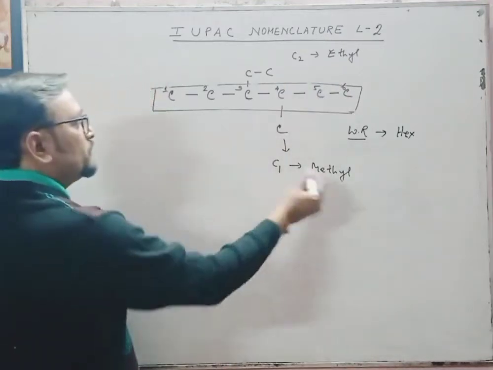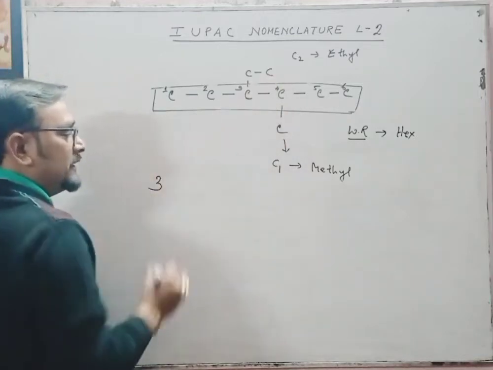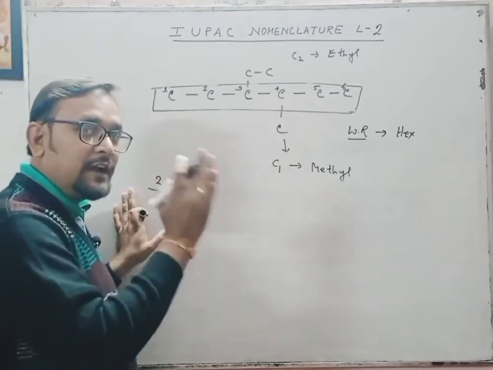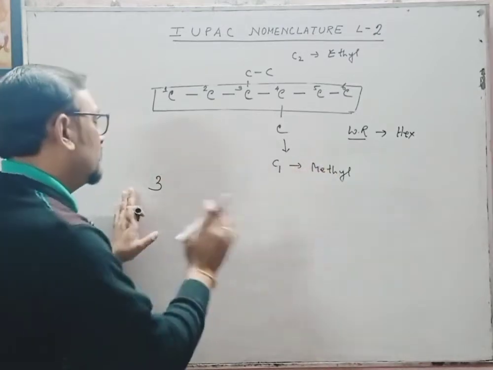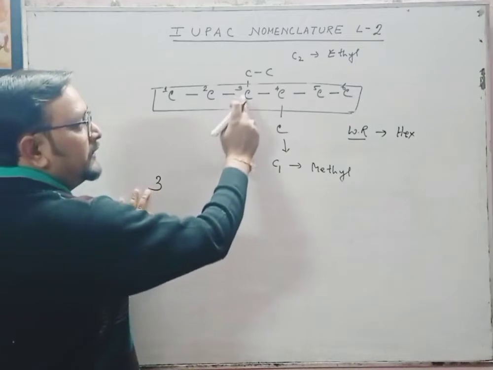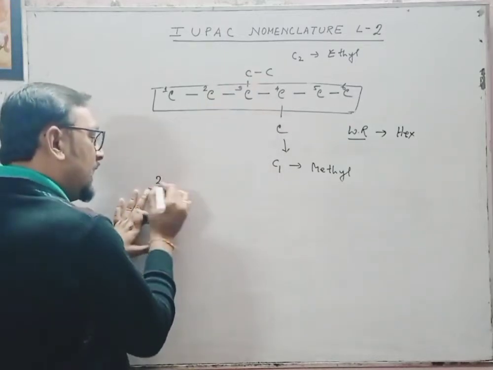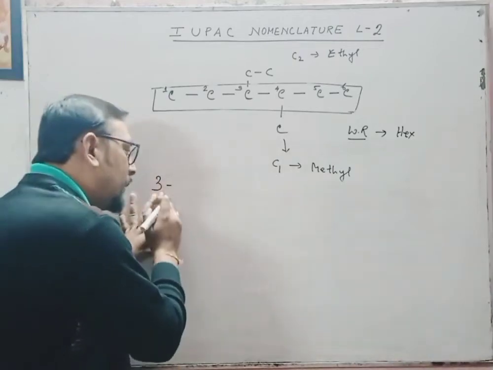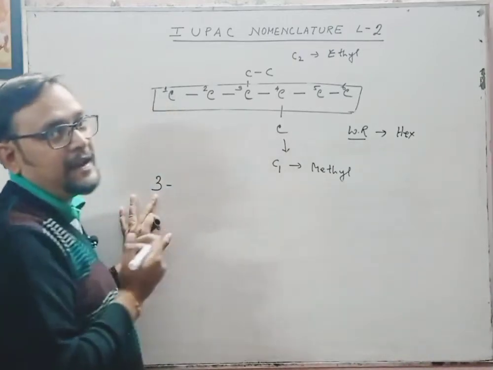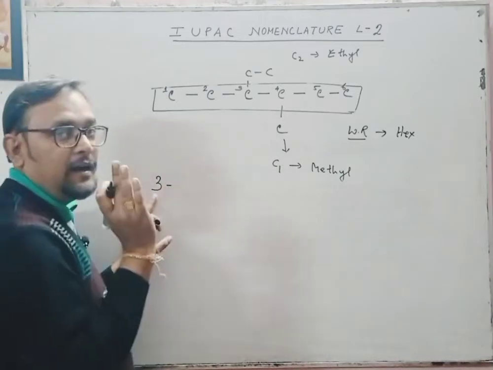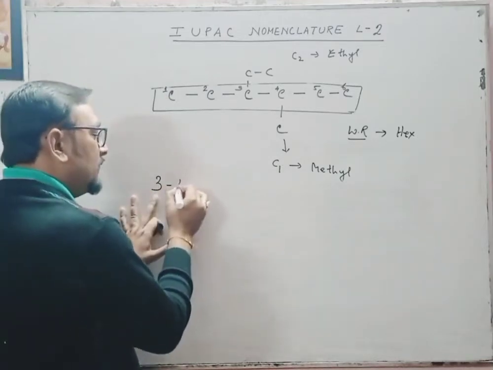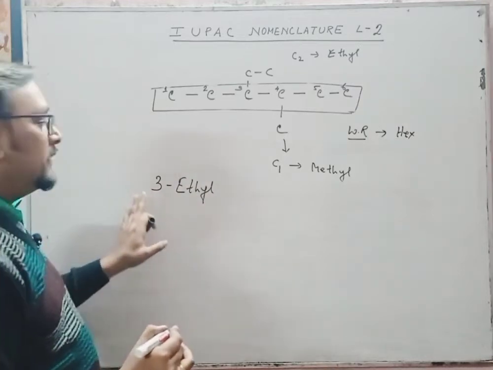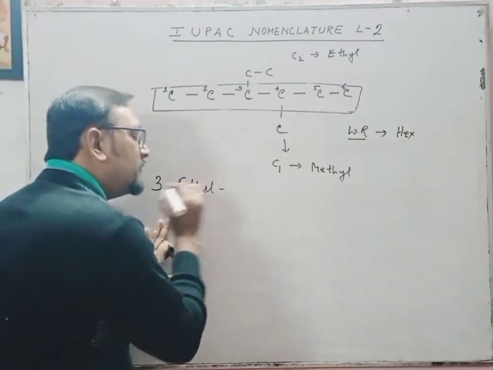Okay, so let's start. I will write 3, I'll give the locant. First we start with the naming of the substituents. So the locant is 3. Now at 3 what do we have? Ethyl. I'll give a hyphen. When shall we give a hyphen? When you are writing one number and then immediately an alphabet, then you shall give a hyphen. So 3-ethyl.